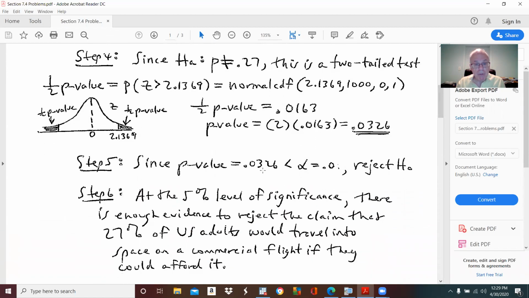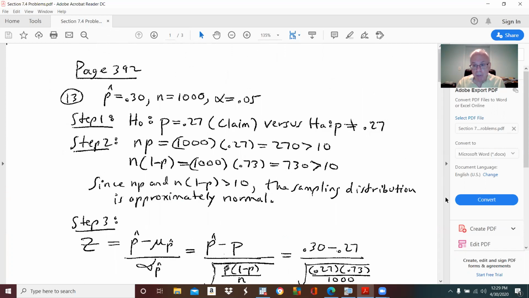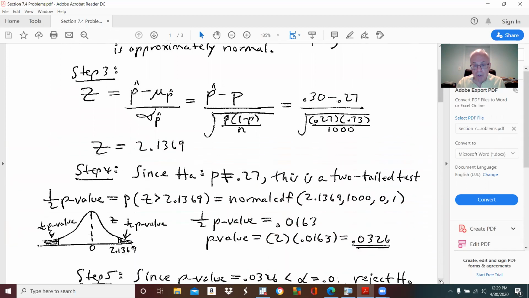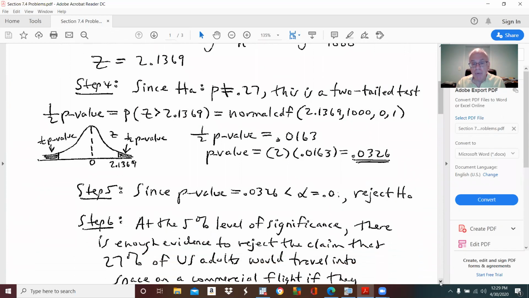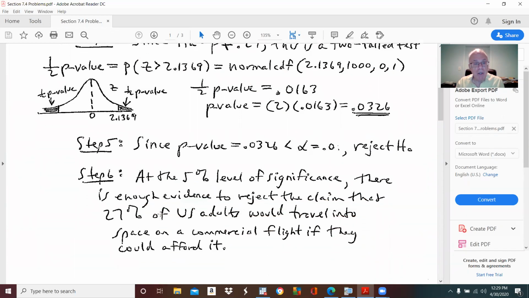Since the p-value is 0.0326, and I guess I forgot to put a number here, I think it's supposed to be 0.05. Yep, 0.05. So I must have erased it by accident. So there should be a 5 here, 0.05. Since 0.0326 is less than 0.05, we're going to reject the null. So when the p-value is less than alpha, we reject the null. Since the null is the claim, we're going to say at the 5% level of significance, there is enough evidence to reject the claim that 27% of US adults would travel into space on a commercial flight if they could afford it.